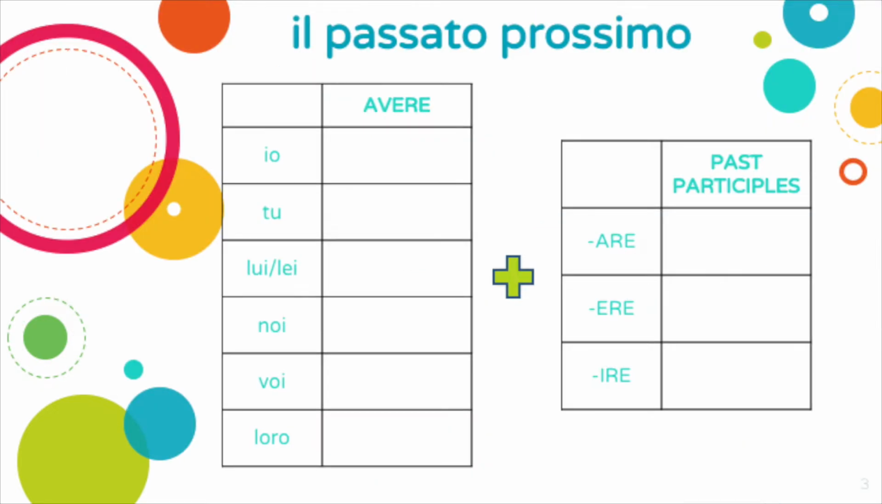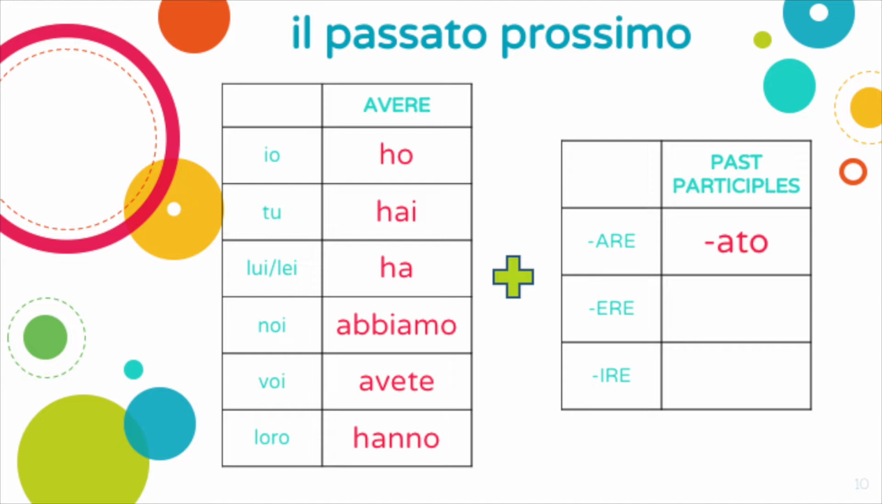Remember that there are two things that we need for the past tense. The first is a form of avere, and the other is our past participle. When we conjugate avere, we say io ho if I'm doing it, tu hai if you are doing it, lui or lei ha if he or she is doing it, noi abbiamo for we, voi avete for you all, and loro hanno for they. Next, we change the are ending to ato. If it's an ere verb, it changes to uto. And if it's an ire verb, we change it to ito.